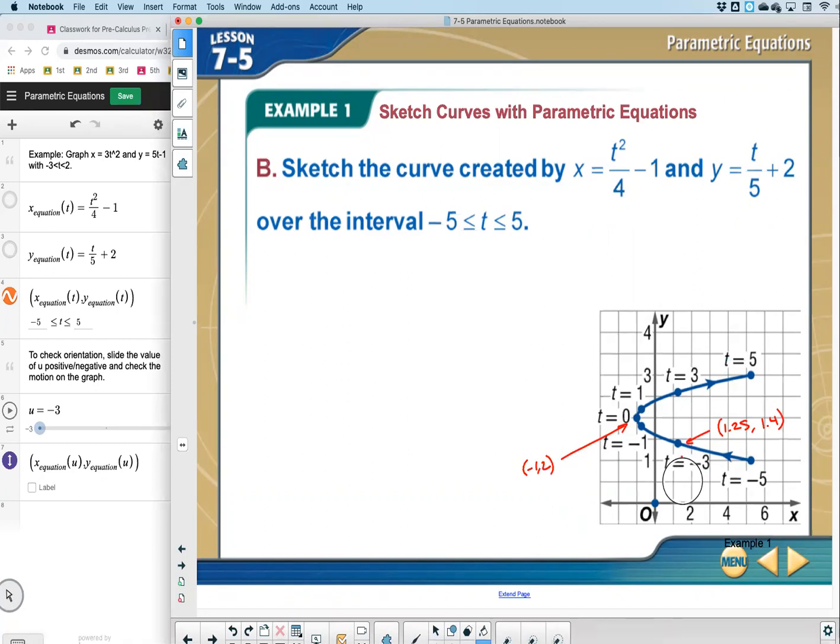These arrows talk about the orientation. This graph was always moving upward. It didn't always move to the left, it did not always move to the right, but it did always move upward. So that would be the orientation.